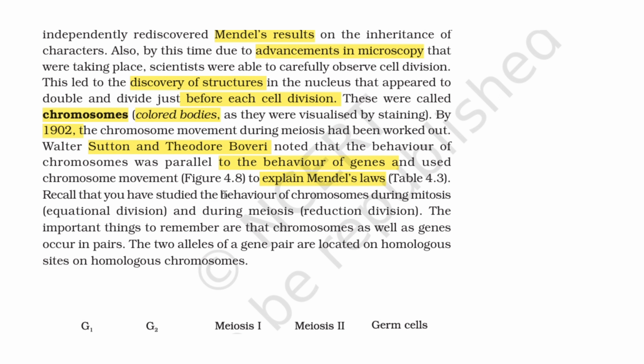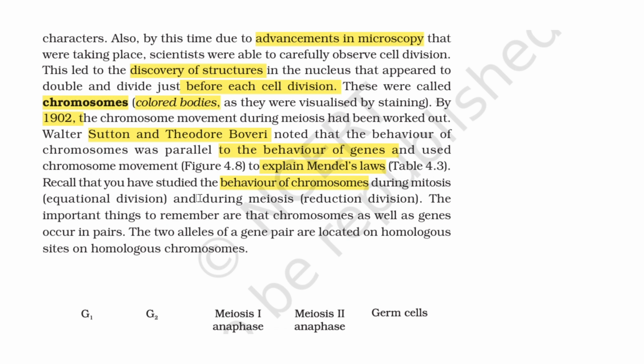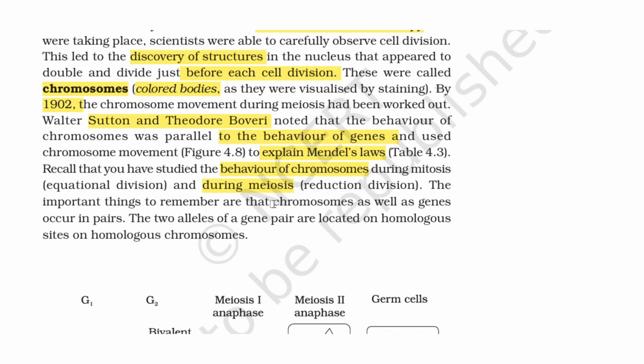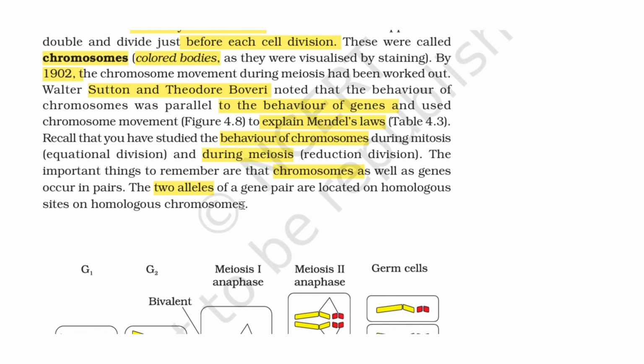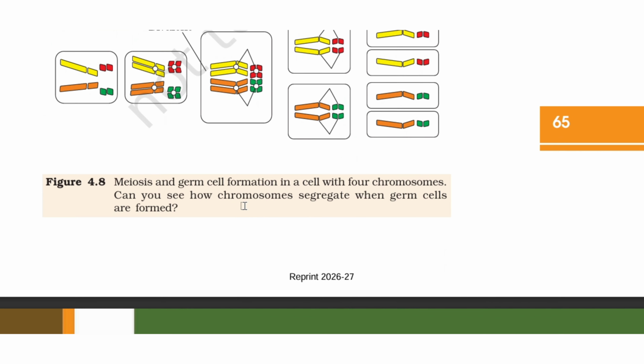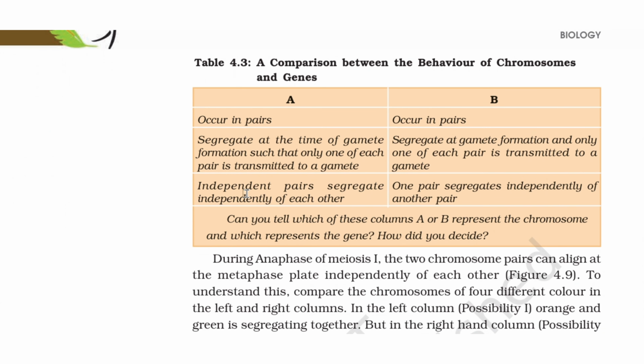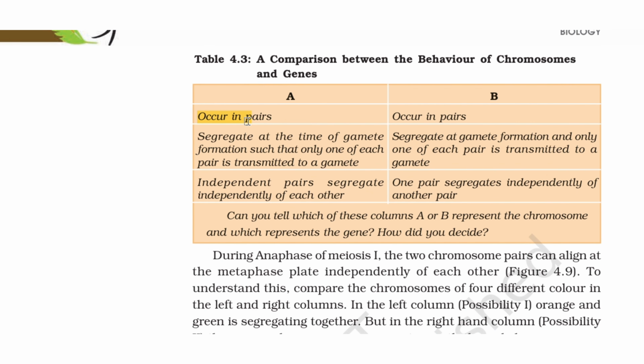Recall that you have studied the behavior of chromosomes during mitosis, equational division, and during meiosis, reduction division. The important things to remember are that chromosomes as well as genes occur in pairs. The two alleles of a gene pair are located on homologous sites on homologous chromosomes. A comparison between the behavior of chromosomes and genes. Occur in pairs.